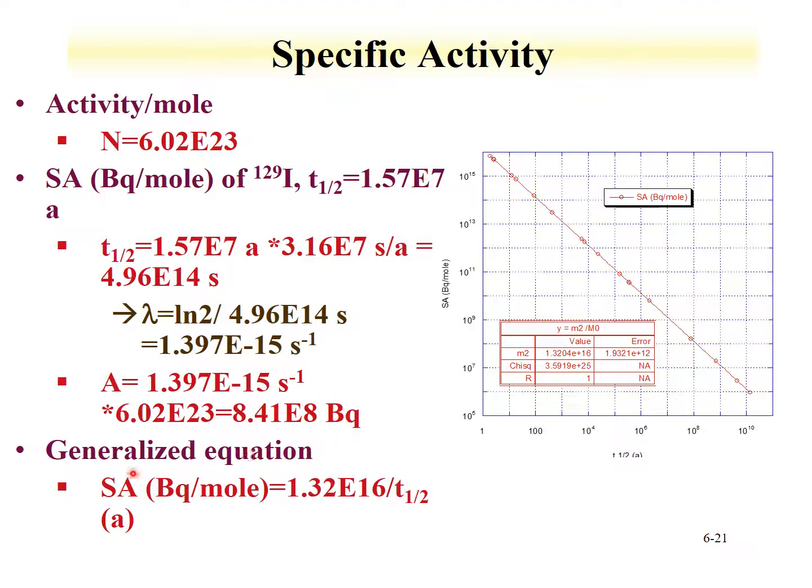We can have a generalized equation, and it's pretty straightforward, where we get a constant divided by the half-life, and I've even set this half-life in years, where the specific activity in becquerel per mole as a function of half-life of the isotope is listed here. So this equation can be utilized to quickly get to a specific activity for a mole of any isotope, as long as you know the half-life.